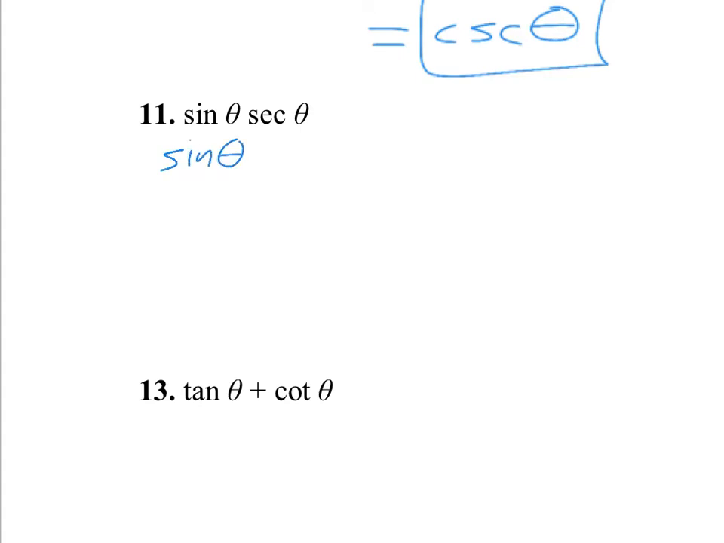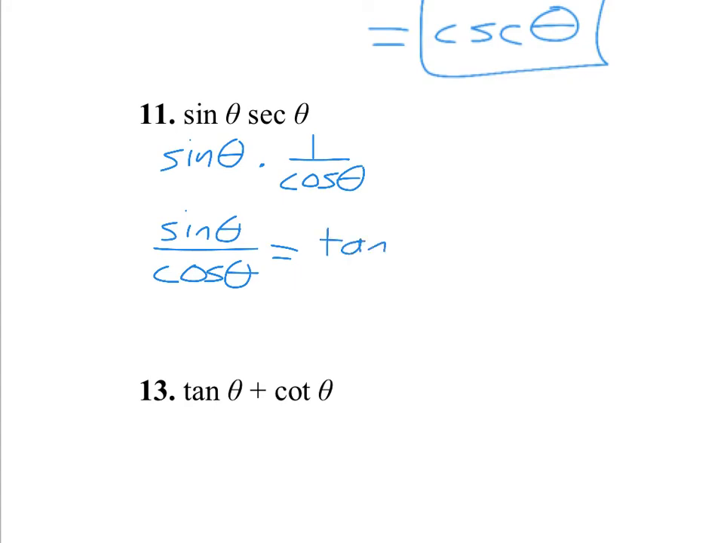Okay, so again, a common technique is change everything to either sine or cosine. So secant is 1 over cosine. And if we multiply that together, we get sine theta over cosine theta. Sine over cosine is the same as tangent theta.